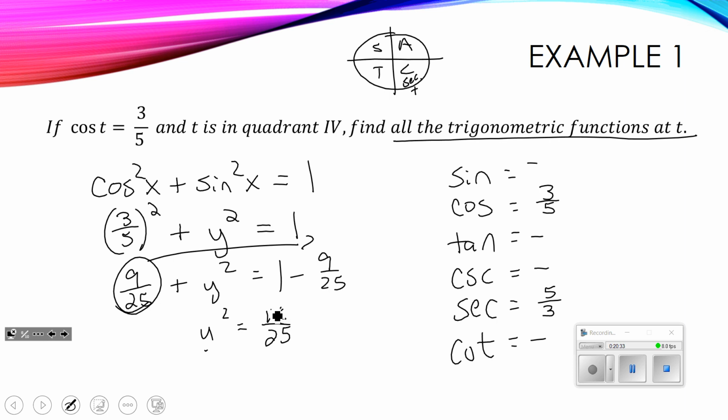How do I get rid of the square? Take the square root. So what's the square root of 16 over 25? Plus or minus, right? So here's the thing. This is where people start making careless errors because they just say 4 over 5, and they would come over here and put 4 over 5. But I need to pay attention because I am in quadrant 4, which means that the only things that are positive in quadrant 4 are your cosines and your secants. So this is going to be negative 4/5.